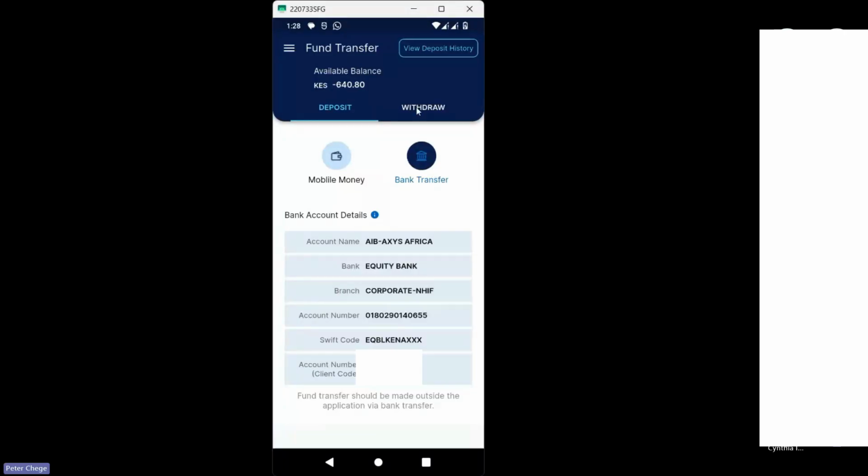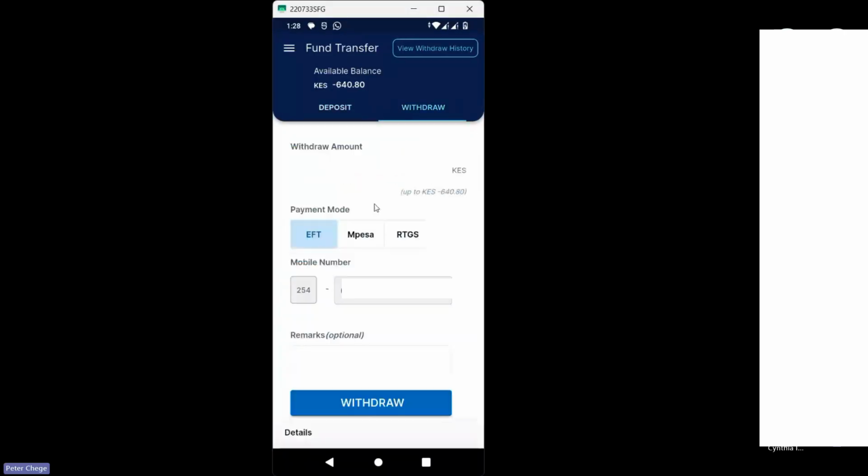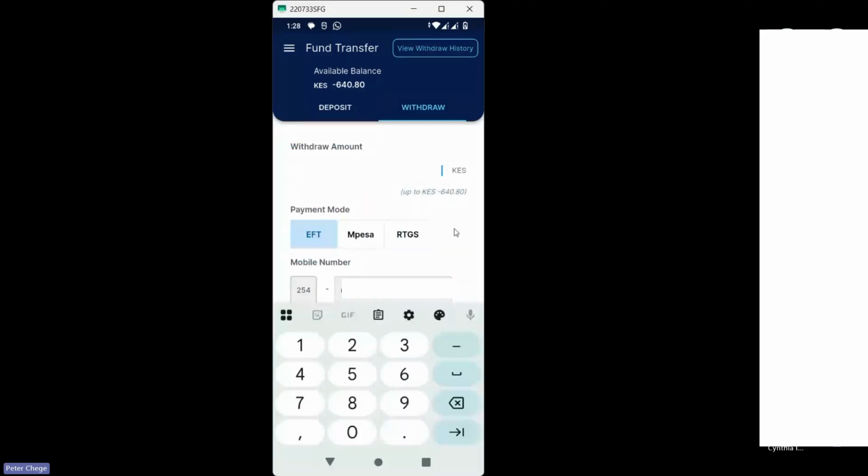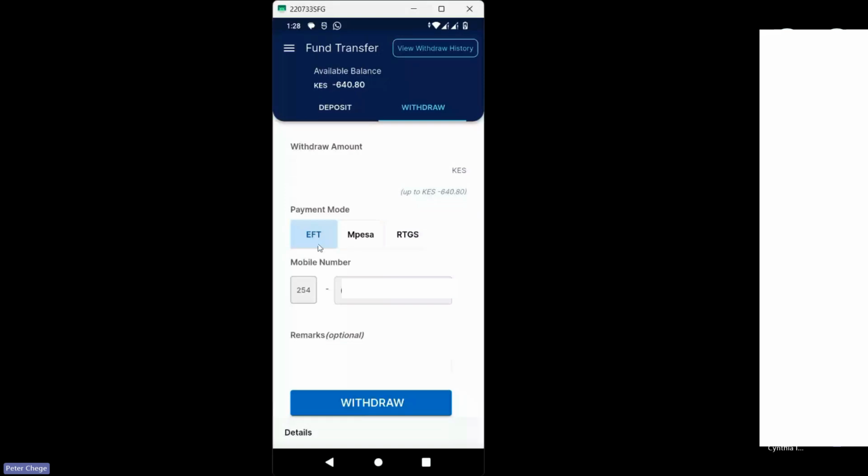If you have sold and you want to be paid, you just click withdraw, put the amount, and it will tell you up to what amount you can withdraw. Then you select the mode. EFT is a 2-day payment. M-Pesa is same-day payment because we have automated our process, but subject to our finance cross checks. RTGS is same-day payment to your bank, but subject to bank timelines. And you can put a remark, then submit. So that's how you withdraw when you sell.